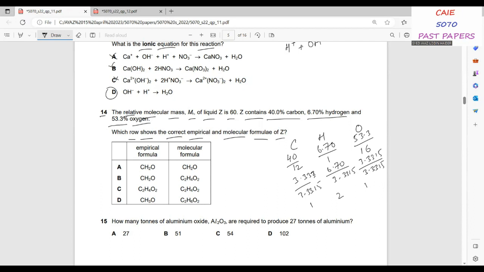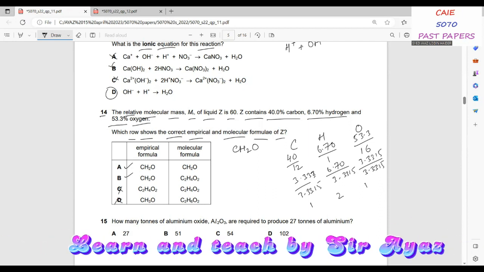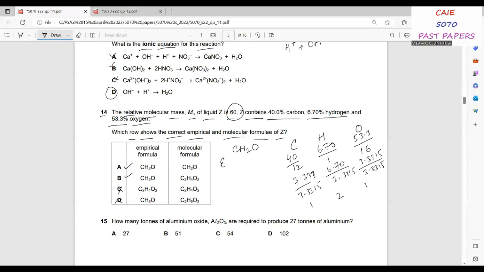So the empirical formula will be CH2O. So either A is correct or B is correct. C and D are incorrect. What about the molecular formula? In order to find the molecular formula, we will divide the molecular mass, which is 60 here, by the empirical mass.